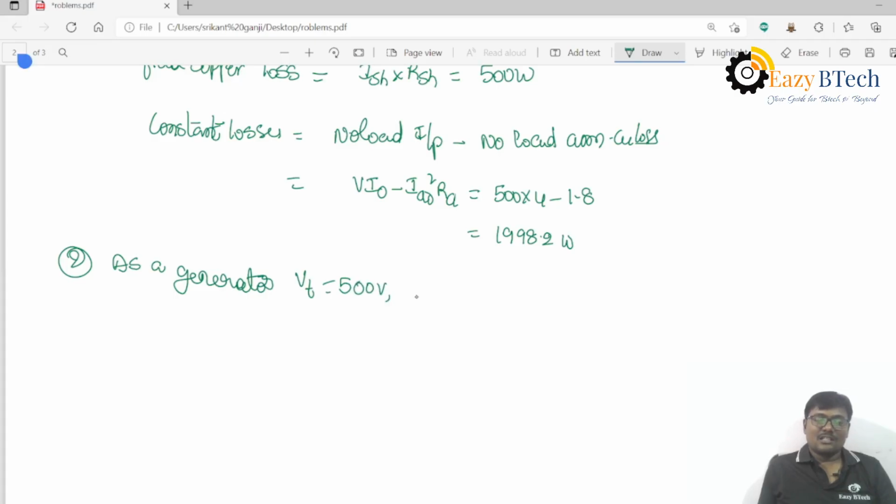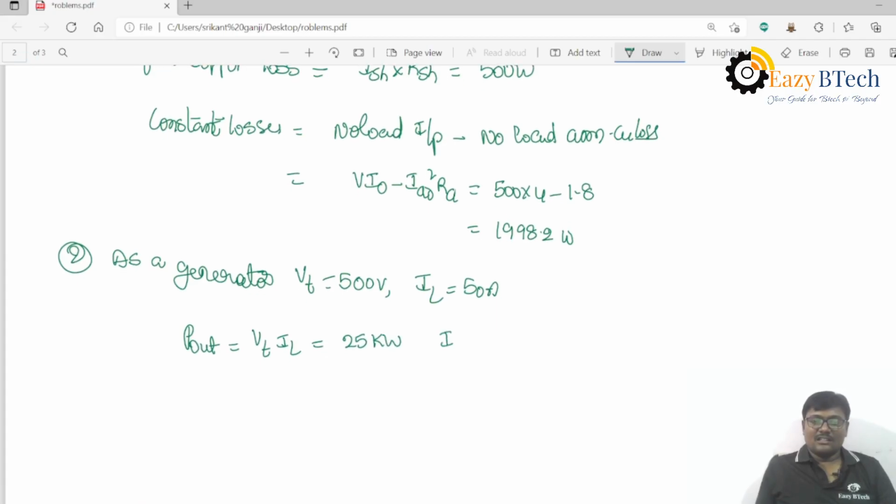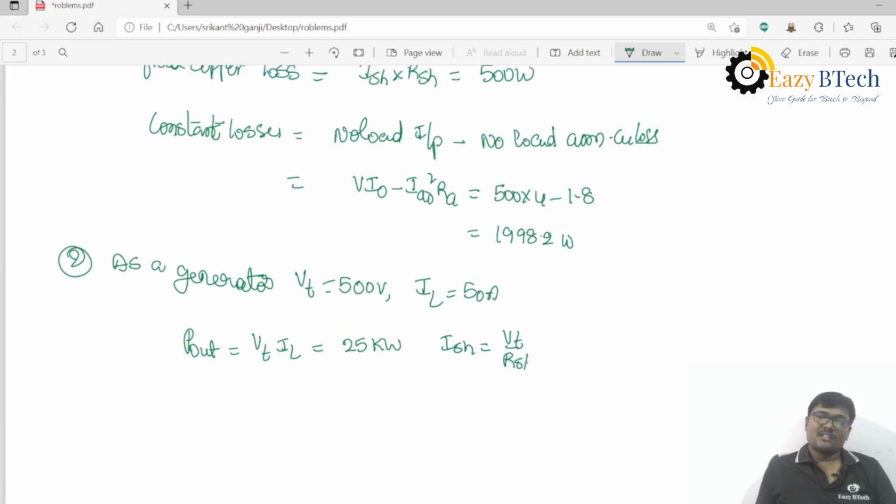And the second part is, as a generator, the terminal voltage is now 500 volts and the load current is 50 amperes. What is the output power now? VT into IL, so 25 kilowatts. Is there any change in the shunt current? The shunt current is constant, VT by RSH, that should be equal to 1 ampere only. Here IA is equal to IL plus ISH, 50 plus 1, 51 amperes.